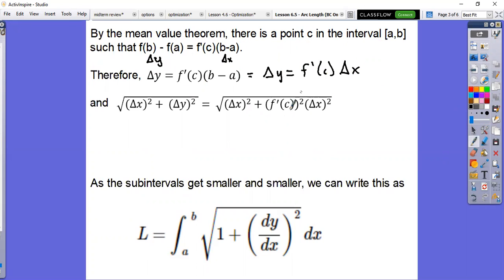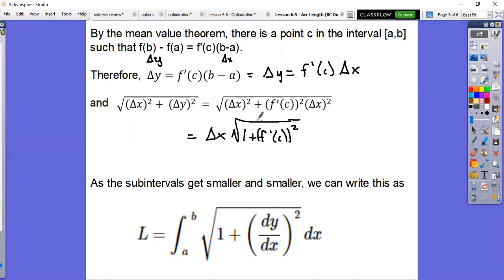Now I can substitute this in for delta y in my distance equation, and I get delta x squared plus f prime of c squared times delta x squared, and then we square root the whole thing. I notice I can factor delta x squared out of both of these. If I square root that, I'm left with just delta x times the square root of 1 plus f prime of c squared. So for each little subinterval, I could write it like this.